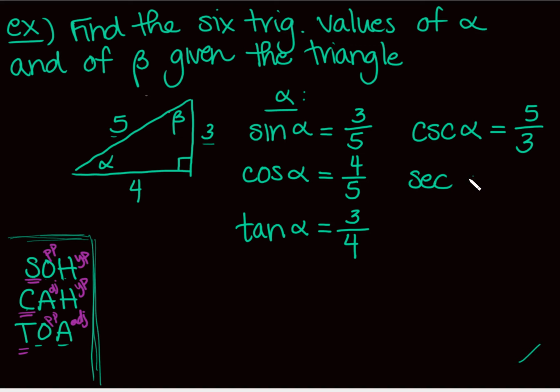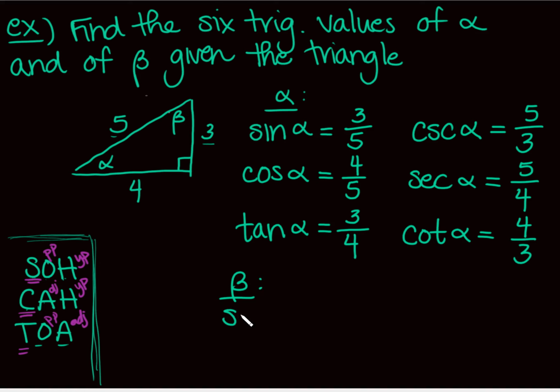Secant of alpha is the reciprocal of cosine. That's 4 over 5 is cosine. So I'm just going to flip cosine, and I get 5/4. And then the reciprocal function of tangent is cotangent. So again, I'm just going to flip it. Flip it good. That makes sense. It should be pretty simple. Beta, again, these are pretty simple. It's just a matter of remembering that sine is opposite over hypotenuse, cosine is adjacent over hypotenuse. You're going to need to know that.